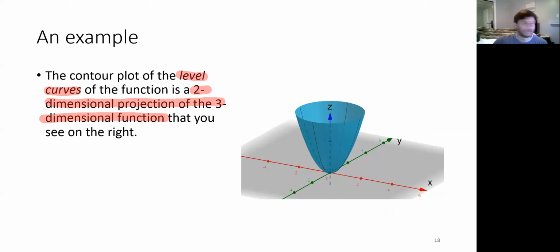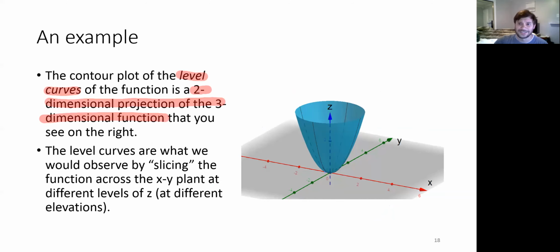And the level curves are really what we would get if we thought about slicing this function across the XY plane. Here's a slice very low. Here's a slice up a little higher, higher, higher. And if we took those slices and compressed them together, what would we see? If we look straight down, we would see a series of concentric circles, just like we had suggested before.